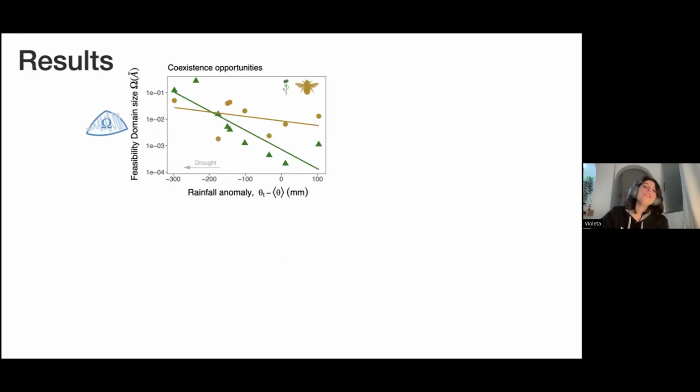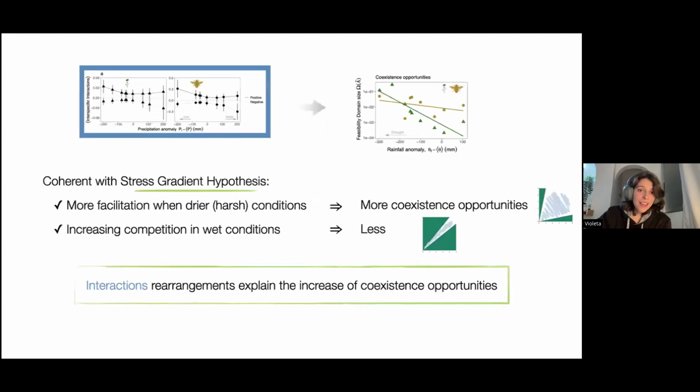And we found a pretty interesting thing. With more drought, that is with a harsher environment, the coexistence opportunities, this size, was bigger than when we had fewer anomalies. And since we have a model, we can explain this. The stress gradient hypothesis comes into play here, because we have seen that more facilitation is when there is drought. Also, in the feasibility domain, this increases its size, so you will have more coexistence opportunities. And the other way around, when you increase competition, you have fewer. So basically, this interaction rearrangement through time explains this increase in coexistence opportunities.